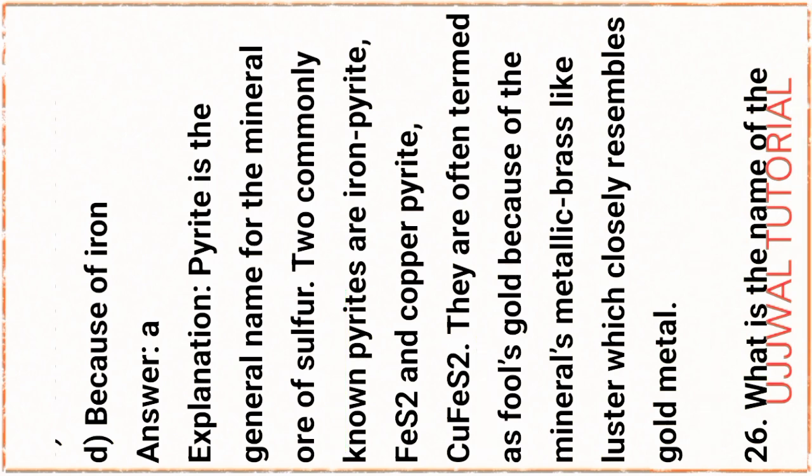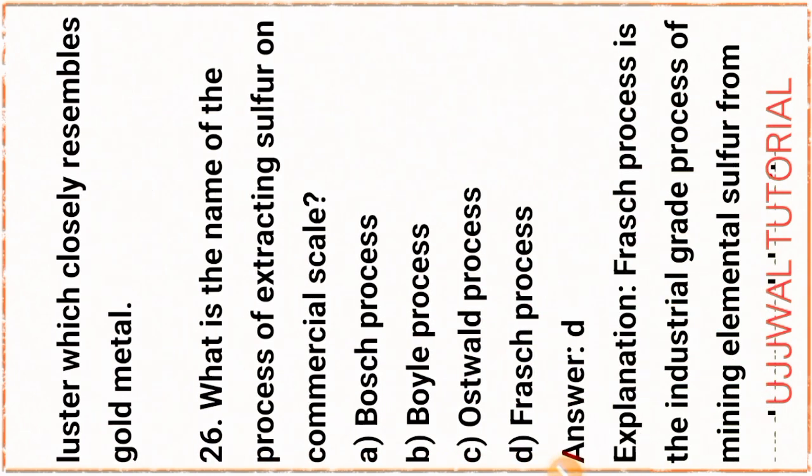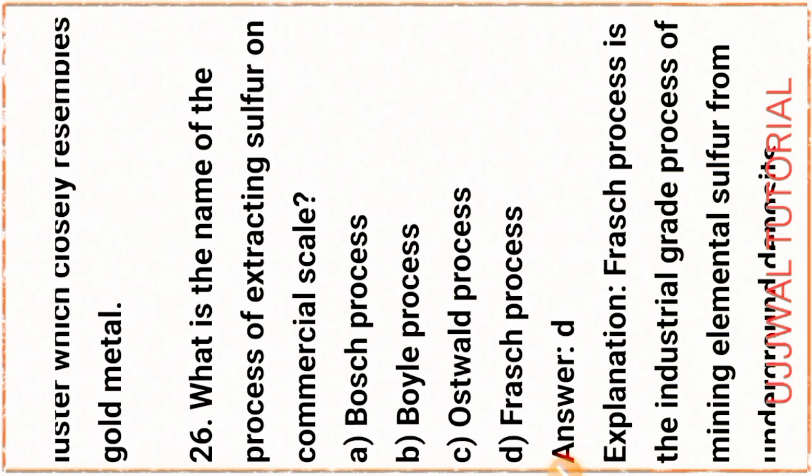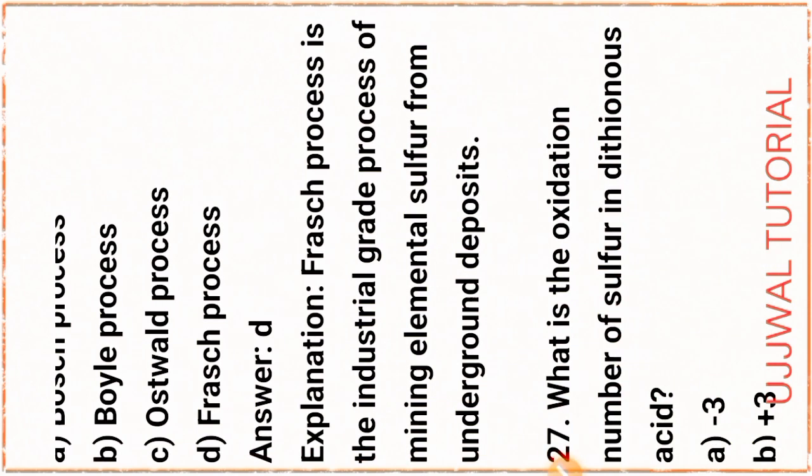Next question, question number 26. What is the name of the process of extracting sulfur on a commercial scale? Option D, the Frasch process. The Frasch process is the industrial grade process of mining elemental sulfur from underground deposits.